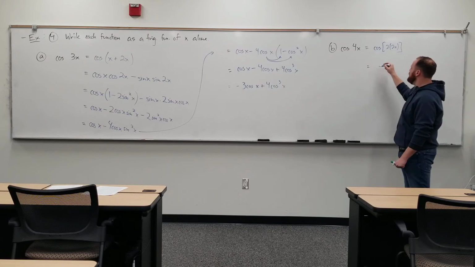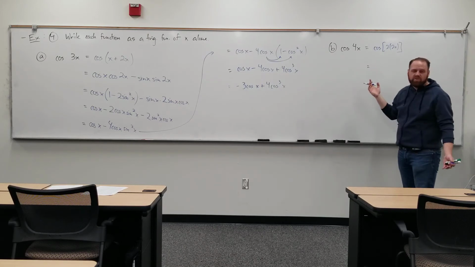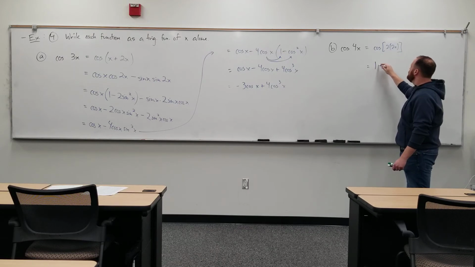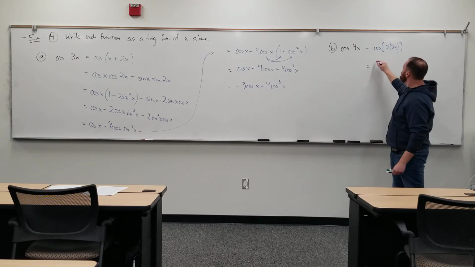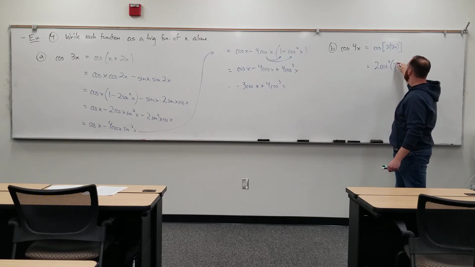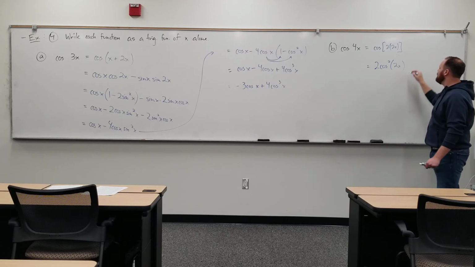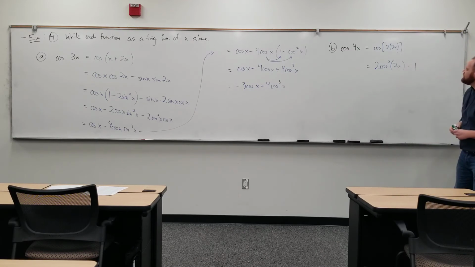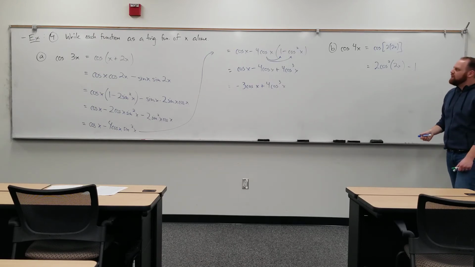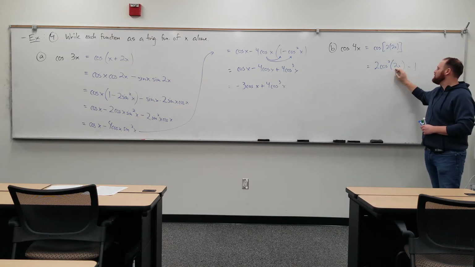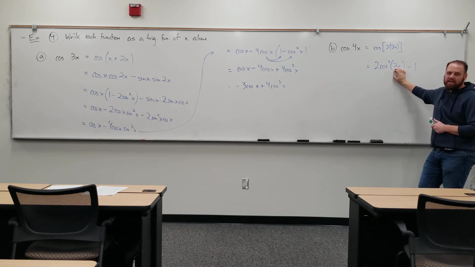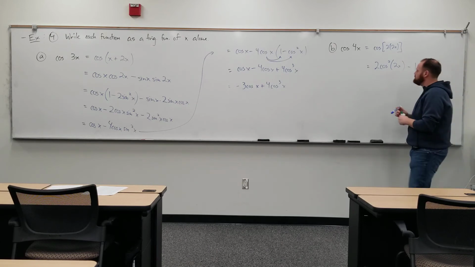Let's stick with cosine. For cosine, it's 2 cosine squared 2x minus 1. Now this still doesn't quite do the trick because we want to write this as a trig function of x alone. And right now it's written as a trig function of 2x, right? So we're going to have to apply that formula again here, I think.